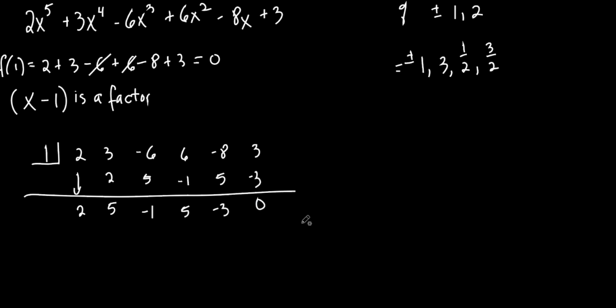What happens if it doesn't end in a 0? You did something wrong somewhere, okay? You either picked the wrong number right here or you didn't do the synthetic division correctly, but you should end up with a 0 right there.